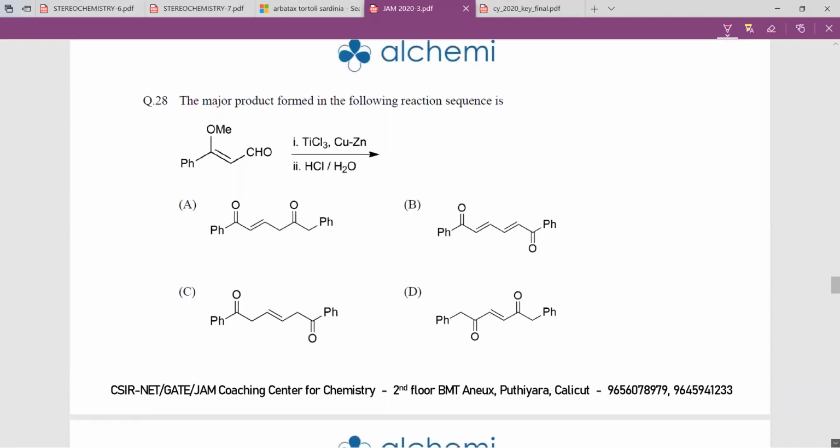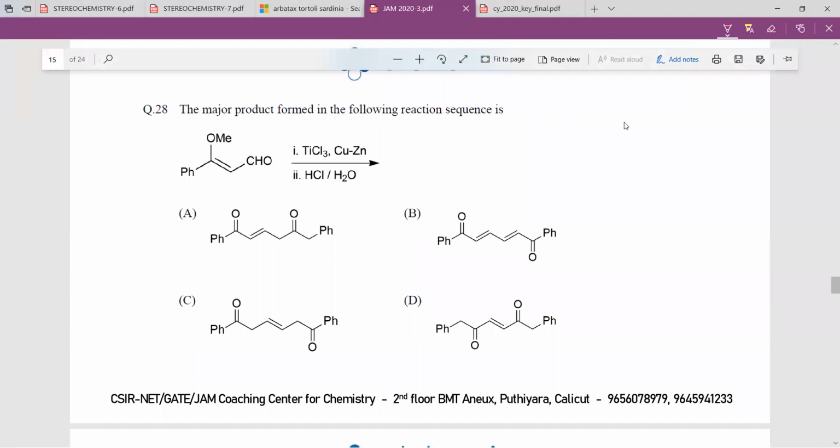Now question number 28. The major product formed in the following reaction sequence is. To solve this question, we should identify the reaction. So TiCl3, zinc copper couple, and a carbonyl group is given. So this is a McMurry coupling reaction. This reaction is known as McMurry coupling. So it will be like this.